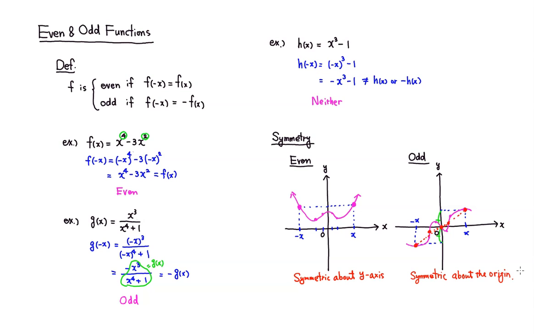So these are the symmetries we can say. Remember that if you have an even function, its graph is going to be symmetric about the y-axis. So you have a mirror image on the right and left of the y-axis. And if you have an odd function, its graph is going to be symmetric about the origin. All right, that's it. I hope that this was clear.